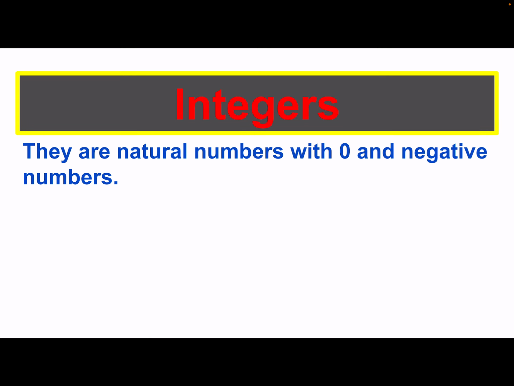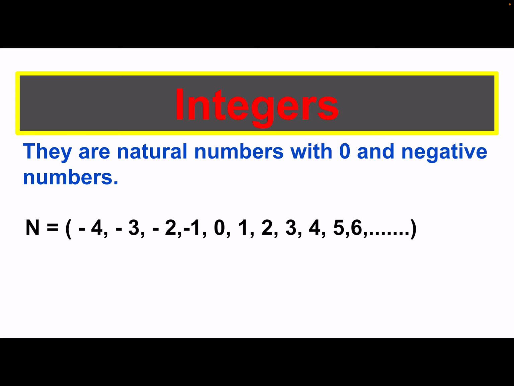Next comes integers. They are natural numbers with 0, and on top of it there are negative numbers too. So integers are -4, -3, -2, -1, 0, 1, 2, 3, 4, 5, 6.